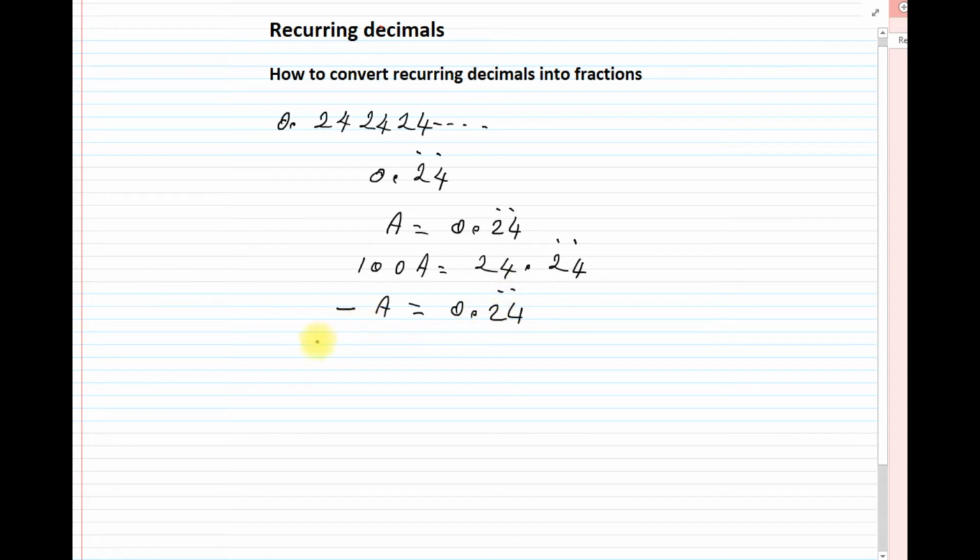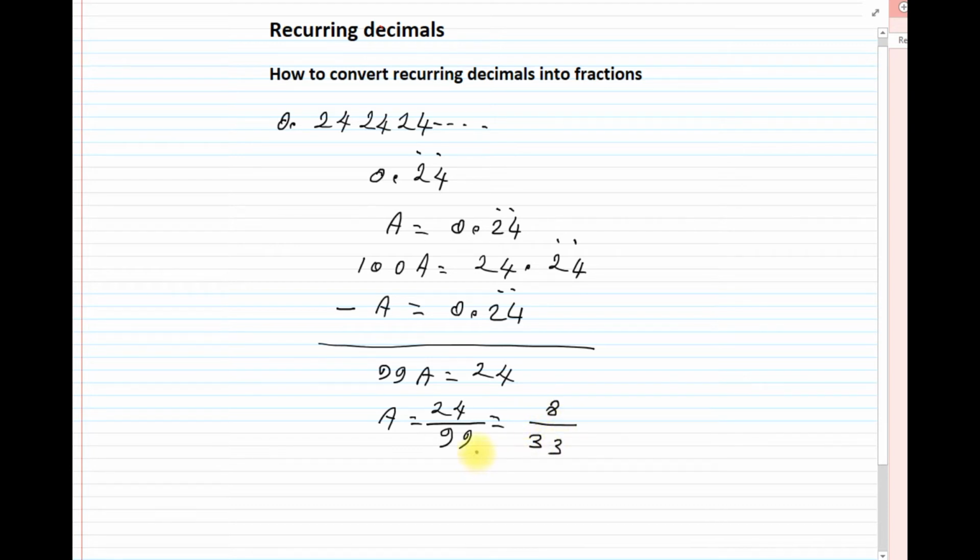And if I take away, I get 99a is equal to 24. So a will be equal to 24 divided by 99. Now these numbers are both divisible by 3, so that becomes 8 divided by 33. So 0.24 recurring can be written as a fraction as 8 over 33.